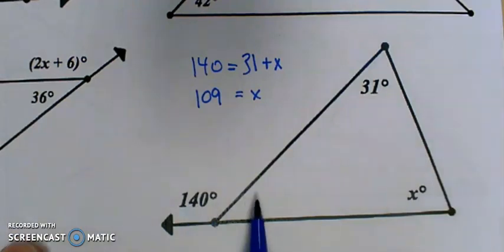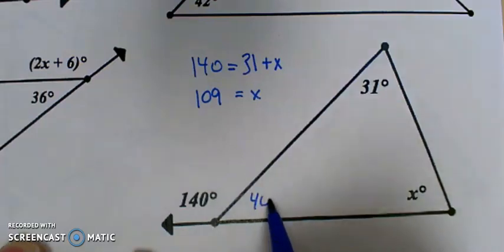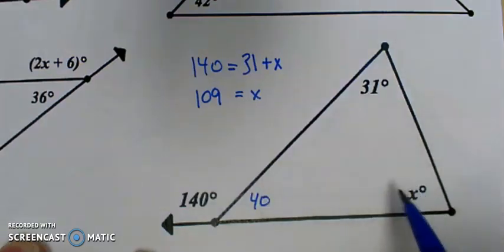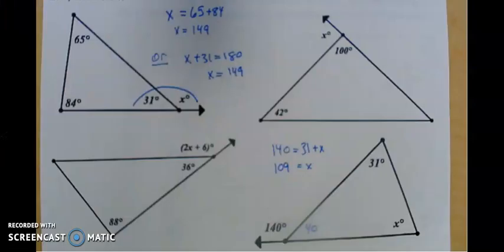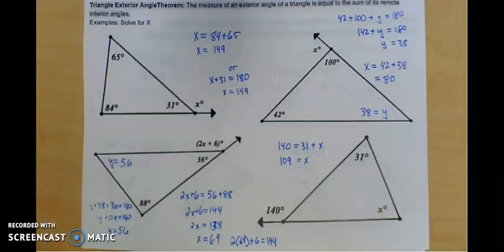Alternatively, I could have found this supplementary angle here as being 40 degrees and then used the triangle angle sum theorem to find x. Take a moment on your own for a second, please, and try these other two examples. Press pause, and I'll give you the solution in just a moment. And the solutions.